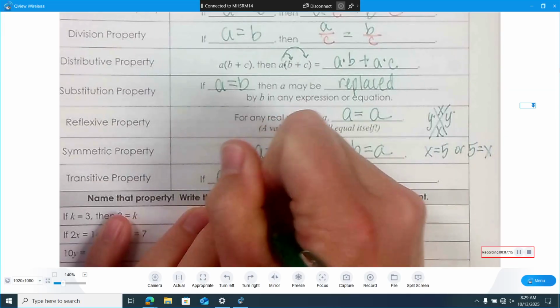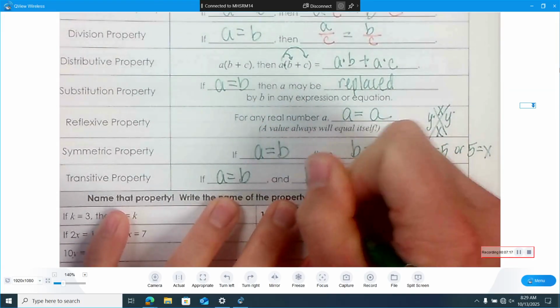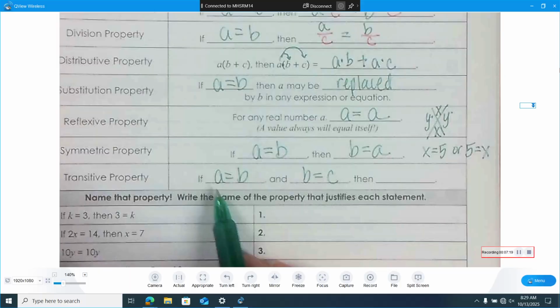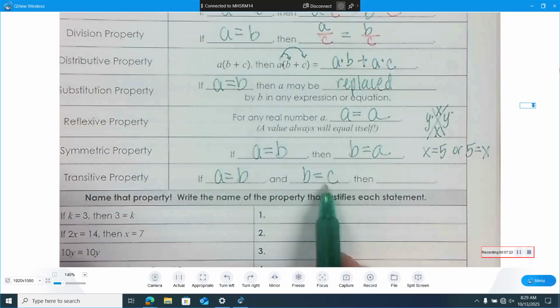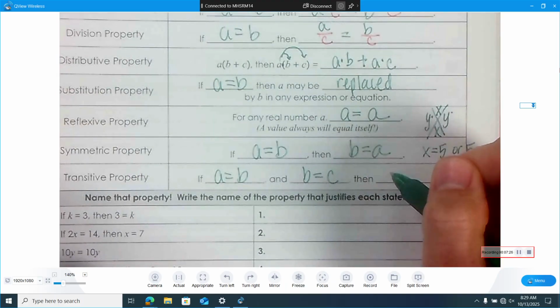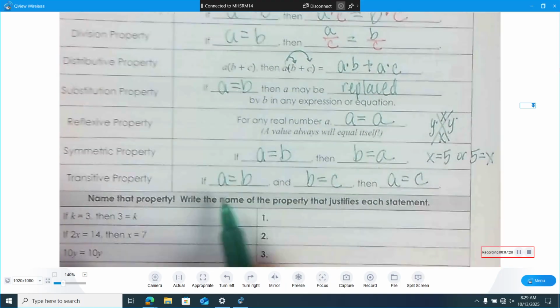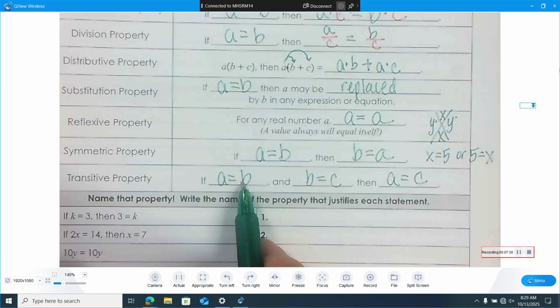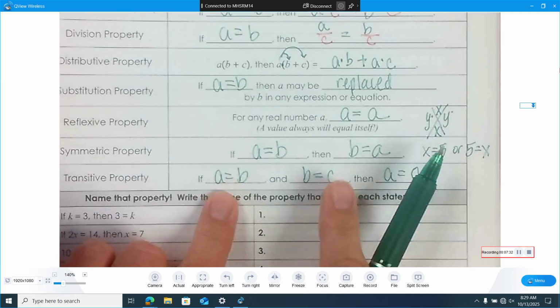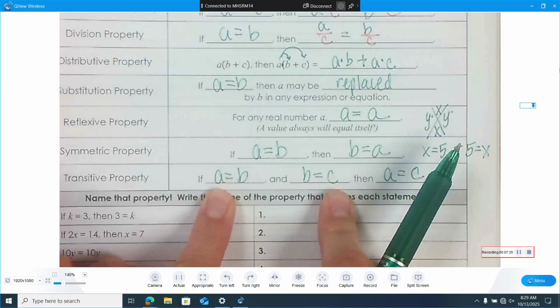If A is equal to B and B is equal to C, what do you think is true? Very good. A is equal to C. A and B are the same thing, and B and C are the same thing. Doesn't that mean that A and C must be the same? Yeah.